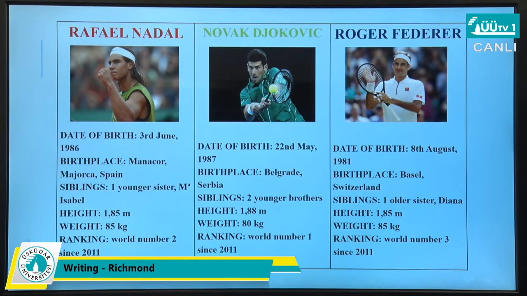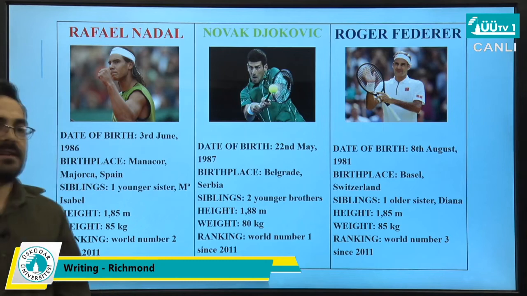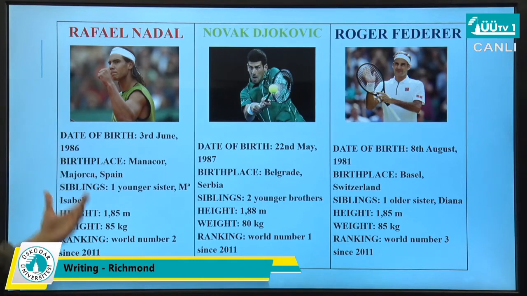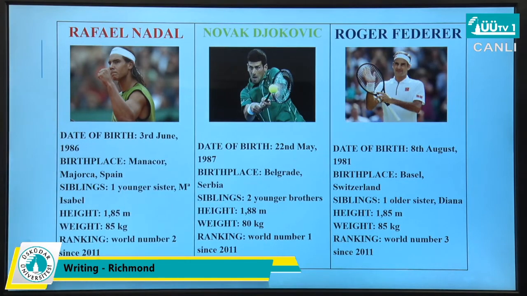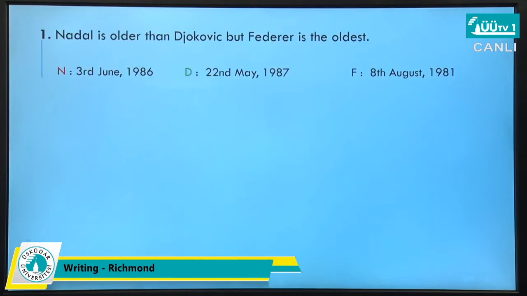So we have a table here. So now it gets a bit more complex. We have three different famous tennis players here. One is Rafael Nadal, one is Novak Djokovic, and Roger Federer. And we are presenting different information related to them, right? Like their date of birth, birthplace, siblings, and so on. And let's try to make comparisons. What are their similarities? What are their differences? Let's look at some examples here.